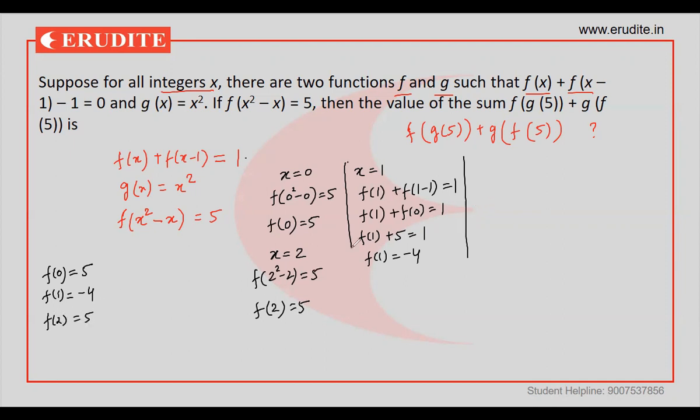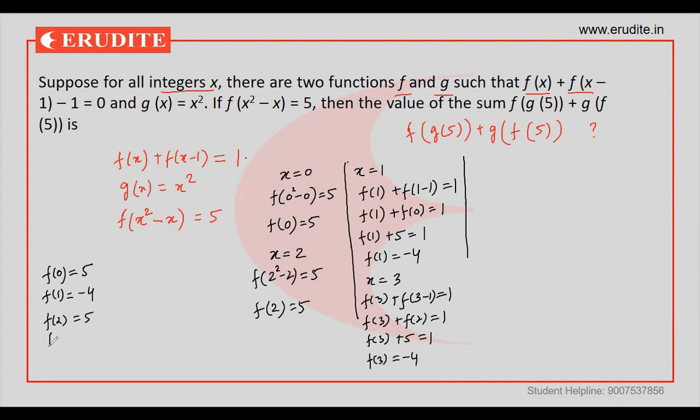Now guys, put x equal to 3 in the first expression. I will get f(3) plus f(3 minus 1) equal to 1. That is f(2) equal to 1. f(2) value we have already found, that is 5. So from here, we get that f(3) is equal to minus 4.